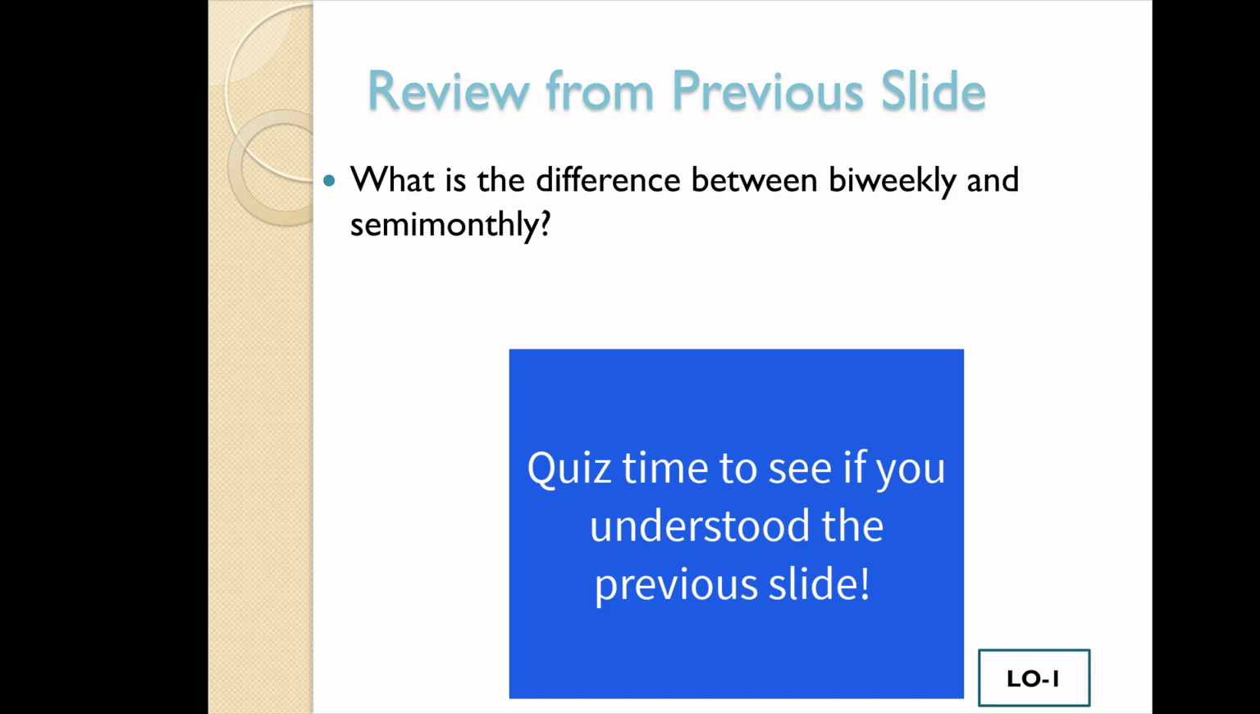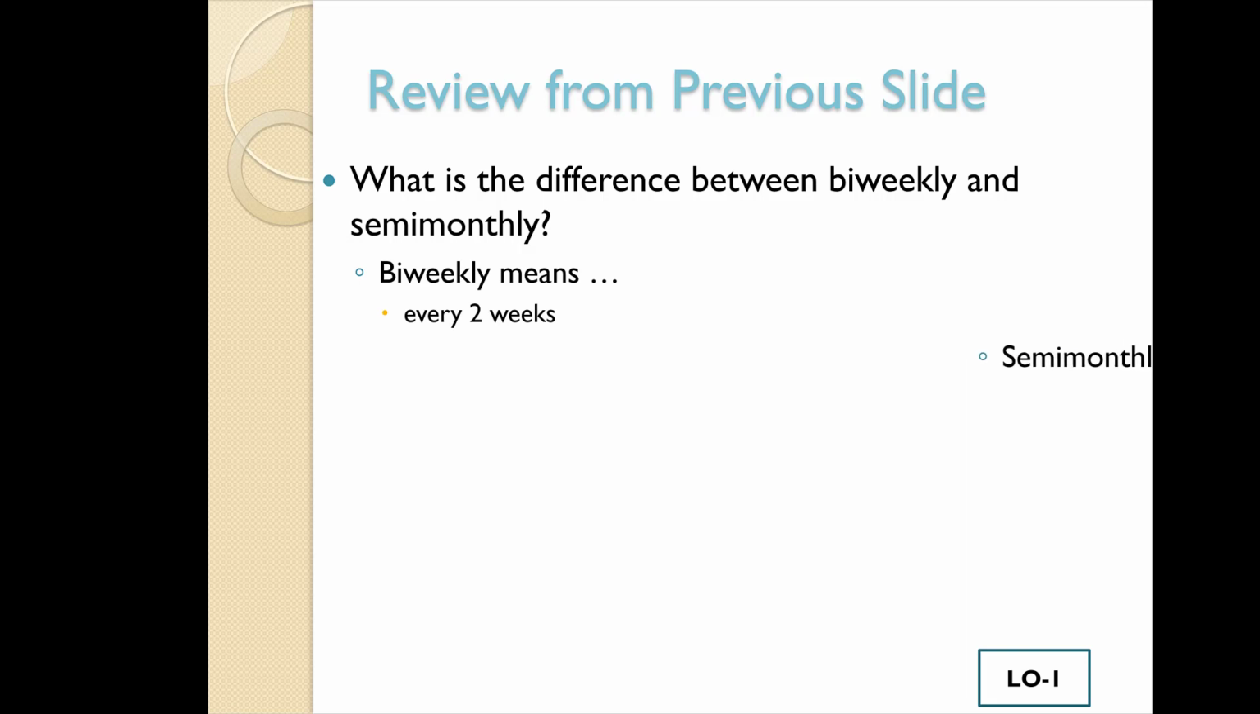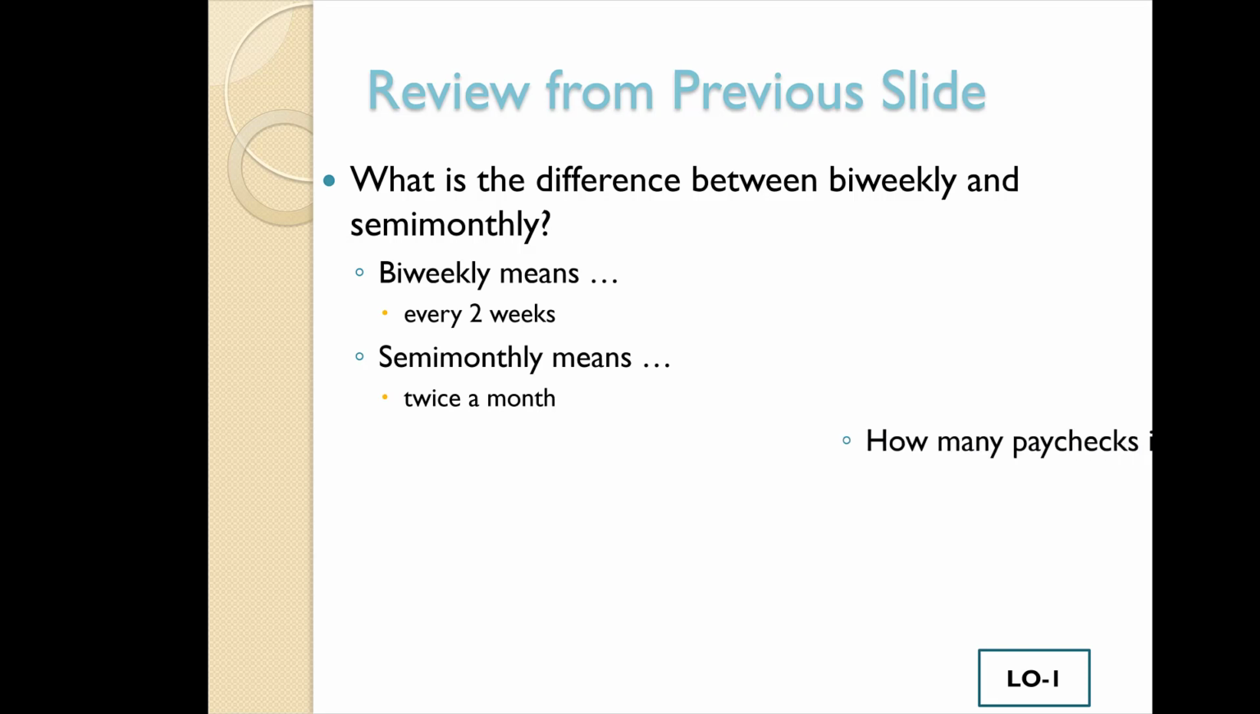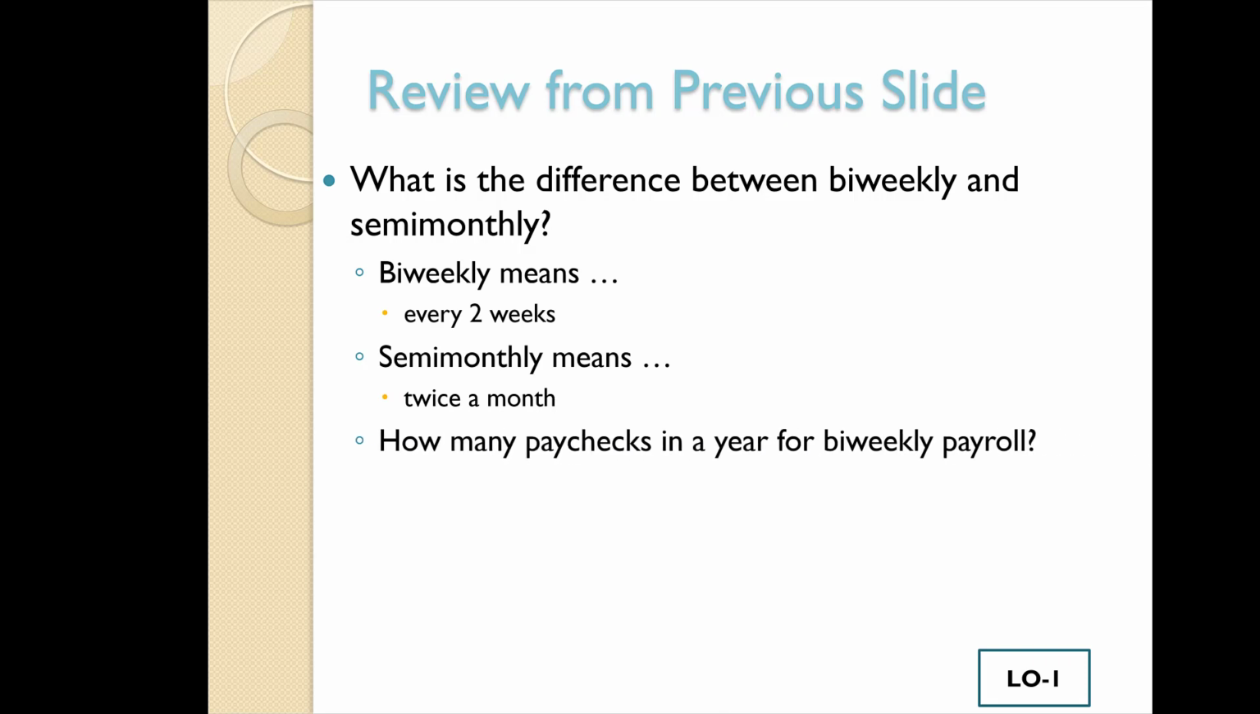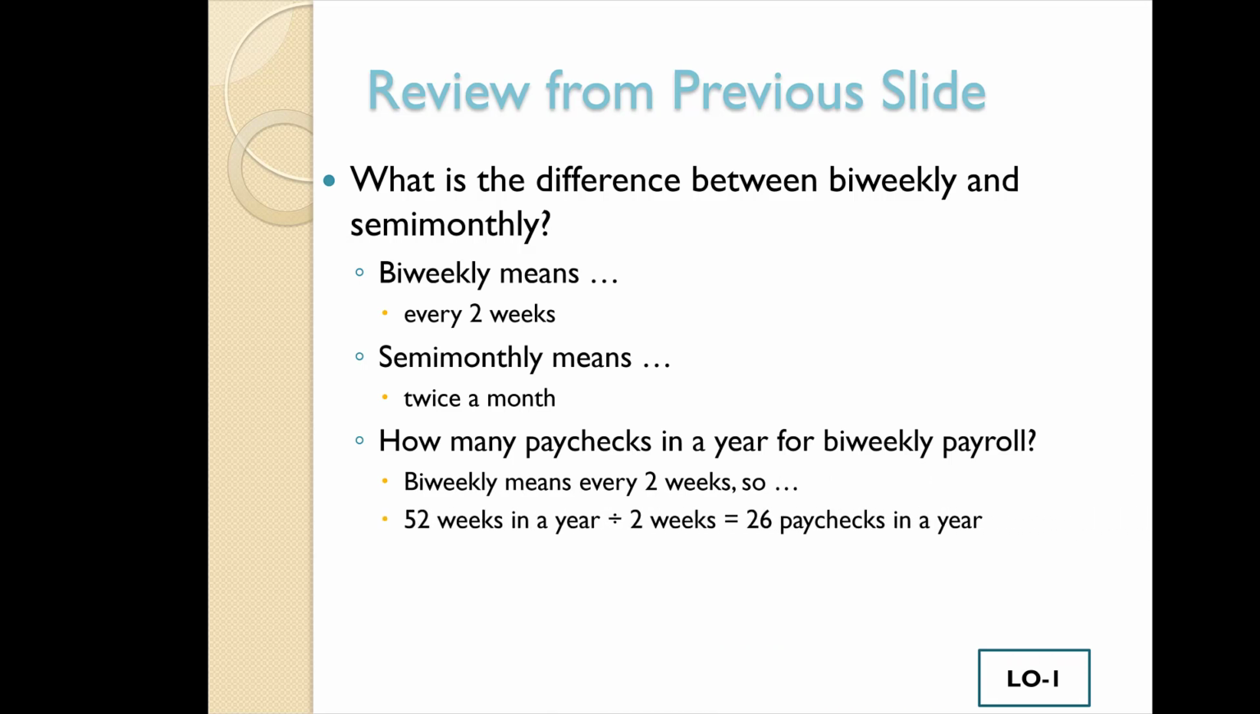So let's review. What's the difference between biweekly and semi-monthly? Biweekly means what? Every 2 weeks. Semi-monthly then means twice a month. There is a difference. So how many paychecks in a year for biweekly payroll? We just went over this. Biweekly means every 2 weeks, so 52 weeks in a year divided by 2 weeks equals 26 paychecks in a year.